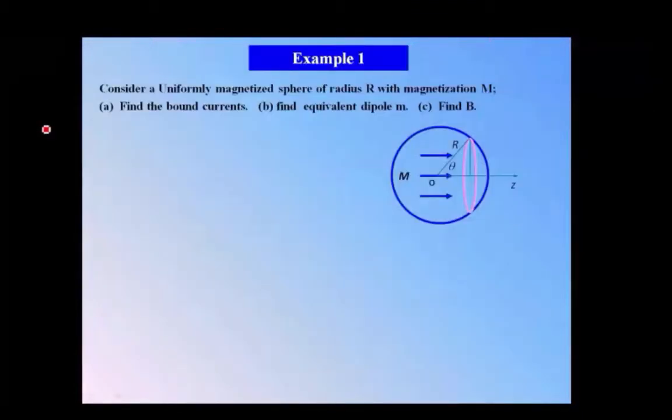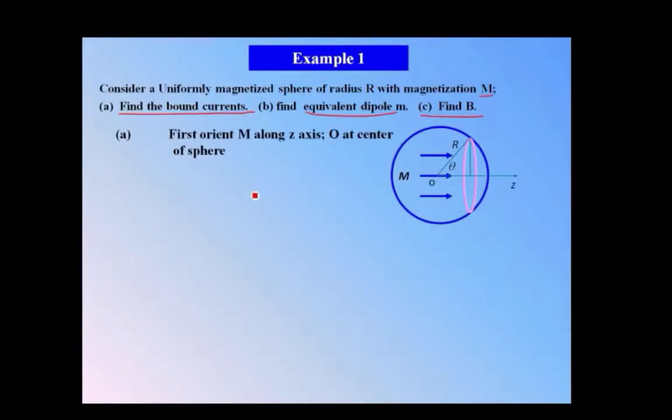So let's take an example. We're going to take a uniformly magnetized sphere of radius capital R with a magnetization M, which is a constant. The first thing we want to do is find the bound currents. The second is to find the equivalent dipole moment representing this sphere of magnetized material, and then find the B field due to this magnetization. We're interested in B both inside and out, so let's take a look at that.